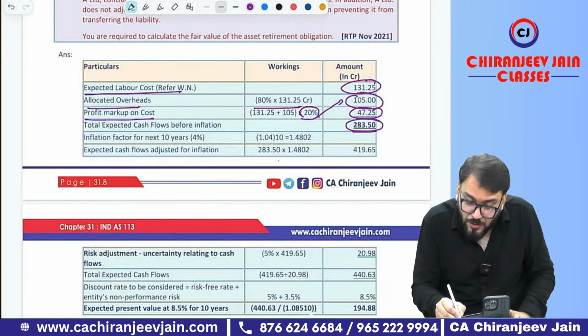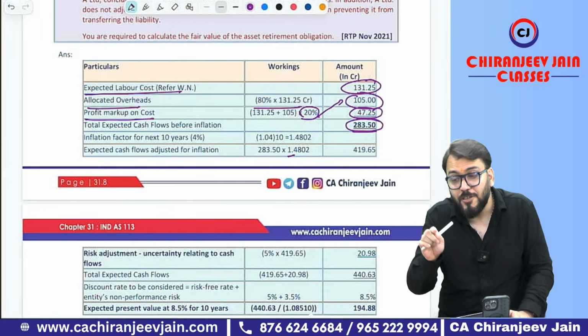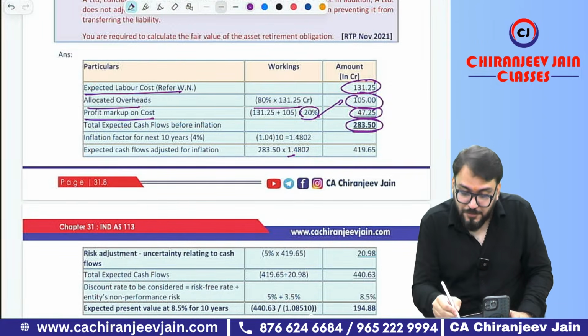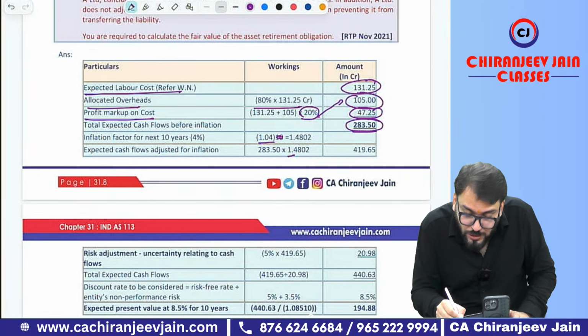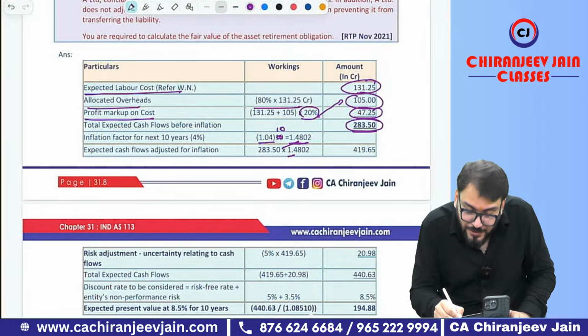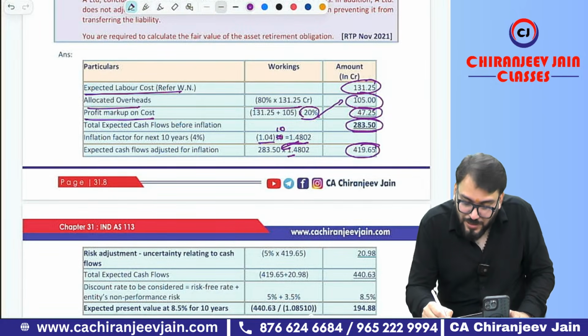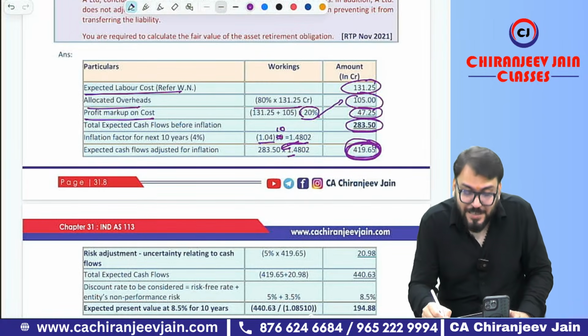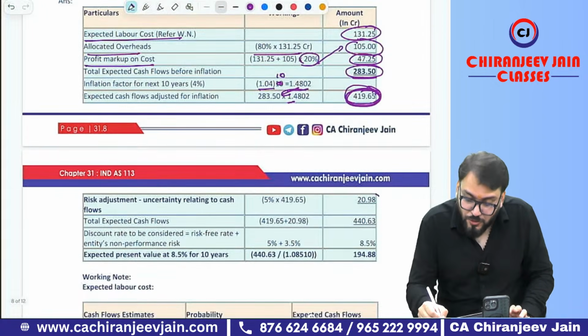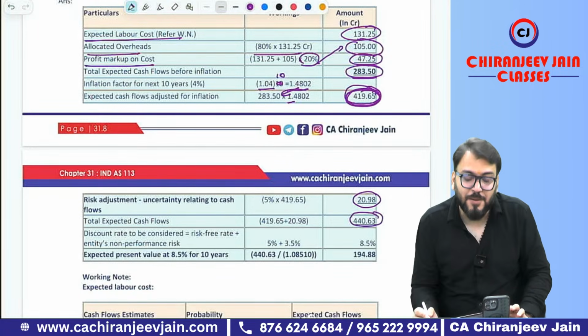So you can see what they have done. 283 came. Now they have first added inflation. This is inflation of 4%, 4%, 4%, 10 times, which means 1.04 to the power 10. This is 1.4808. This multiplied by this becomes the amount after inflation. Now this will be increased by the 5% premium. So the 5% premium is added, and this becomes the total expected cash flow.